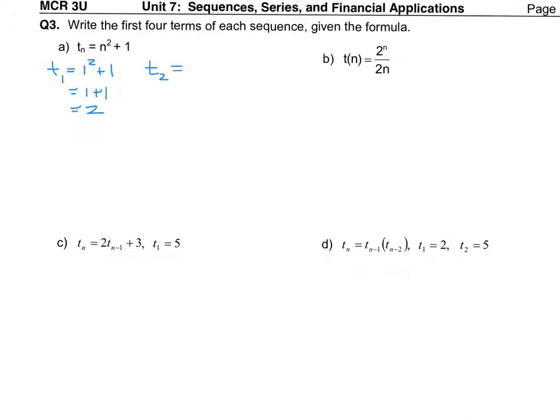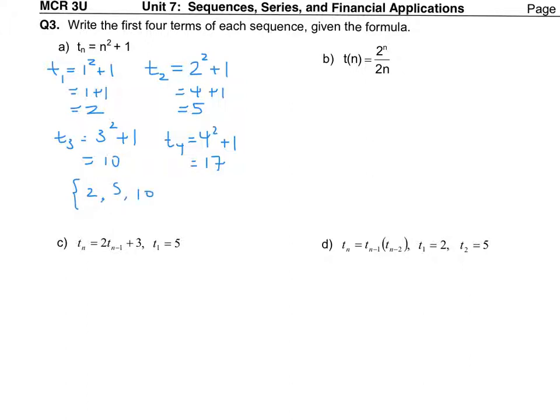Term 2 in this sequence would equal the n, which is 2, 2 squared plus 1. So we get 4 plus 1, which is 5. And then term 3 would equal 3 squared plus 1, and then that would be a 9 plus 1, which is equal to 10. And then term 4 would equal 4 squared plus 1. That's 16 plus 1, which is 17. So the first four terms in this sequence would be 2, 5, 10, and 17.